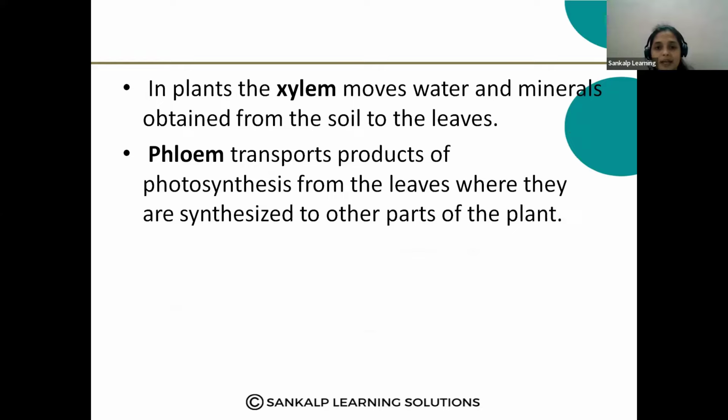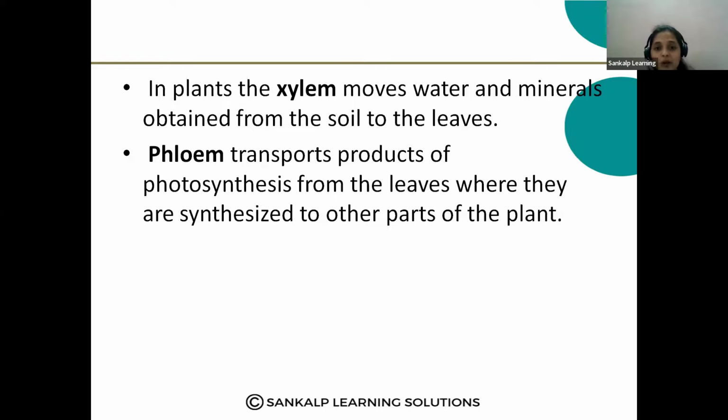Xylem is the specialized tissue meant for the conduction of water, and phloem is meant for the conduction of the food produced by the photosynthesis process in the leaves, which should be transported to the different parts of the plant's body. These two systems, xylem and phloem, help in the transportation in the plant's body.